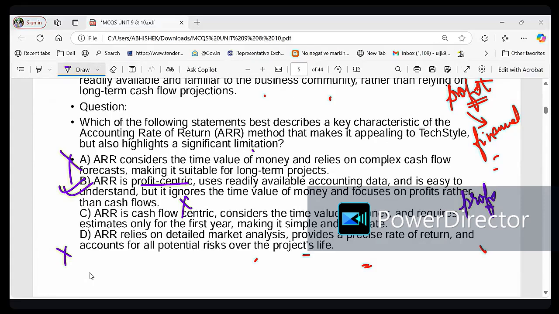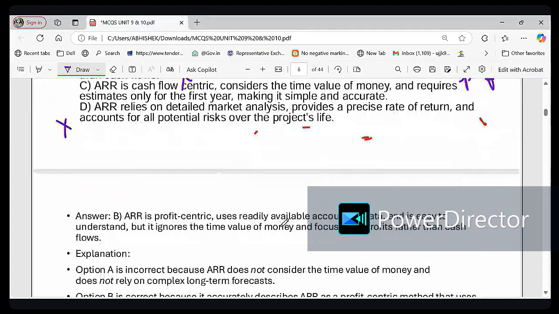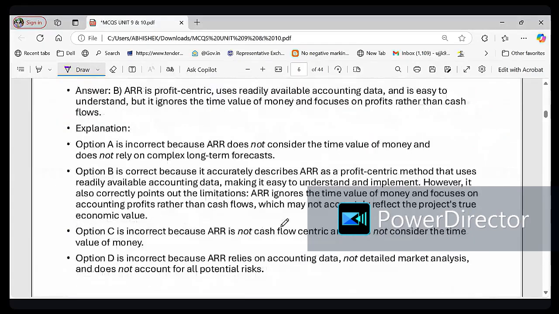In examination, they ask you questions like limitations and merits of ARR. So what we learn from this question is that the accounting rate of return method is simple, it is profit based, and easy to calculate. However, ARR ignores the time value of money, which makes it less accurate for evaluating long term projects.